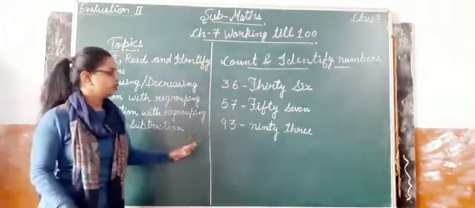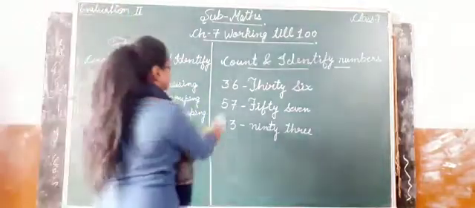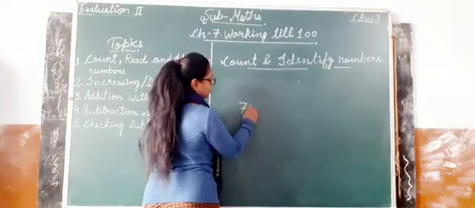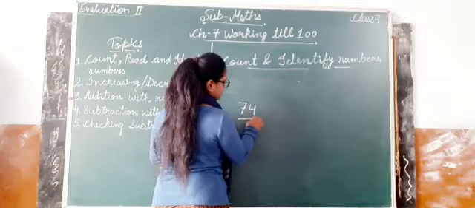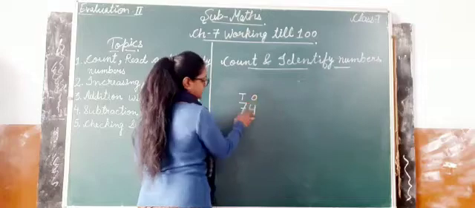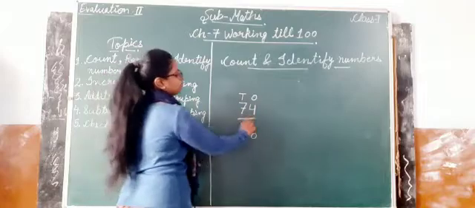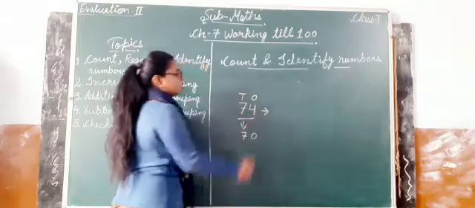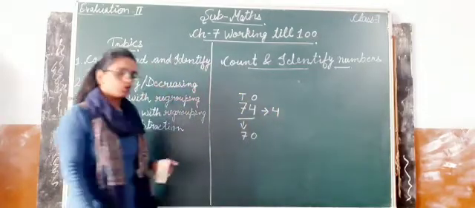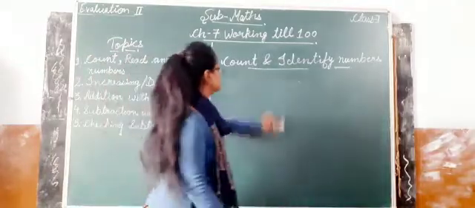So let me tell you how we recognize these numbers. For example, I have written 7 and 4 together over here. What is the place value of 7? It is on tens place. That means it is 70. And what is the place value of 4? It is on ones place. That means it has the place value of 4. So 74.